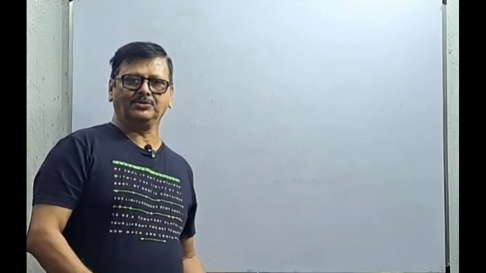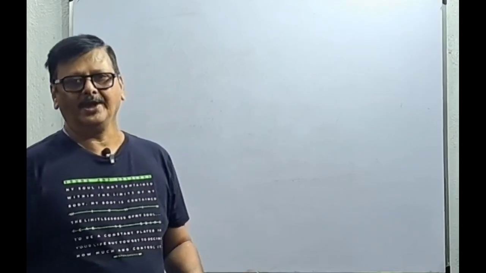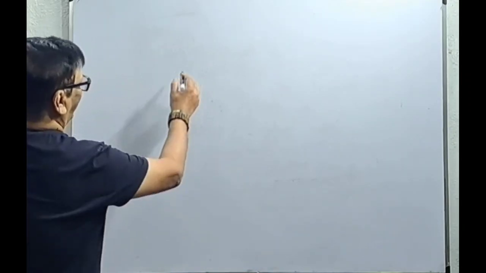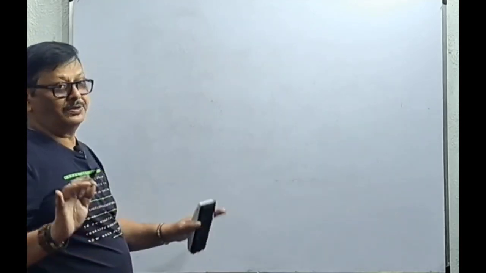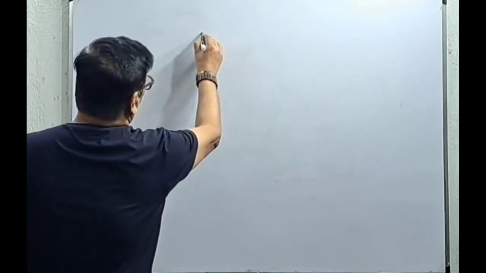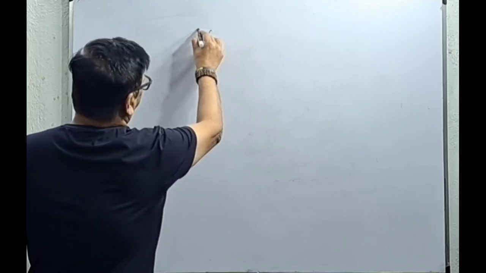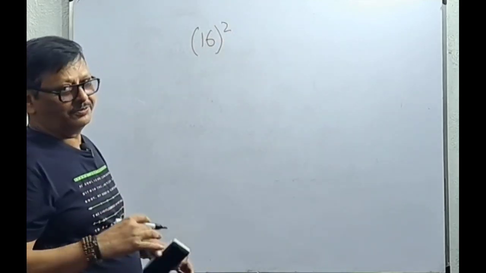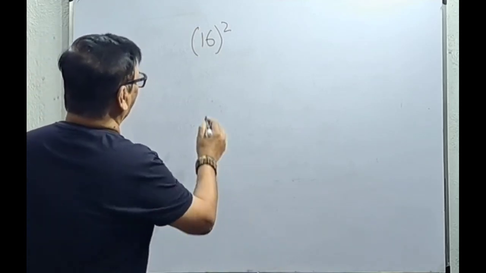Welcome to our new section, Quick Calc. Today we'll learn how to find the square of two-digit numbers. First we start with the easier one. You want to find the square of 16. Multiplying 16 into 16 is easy, but here you see a shortcut.